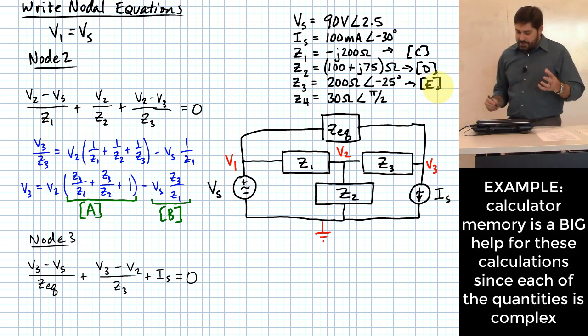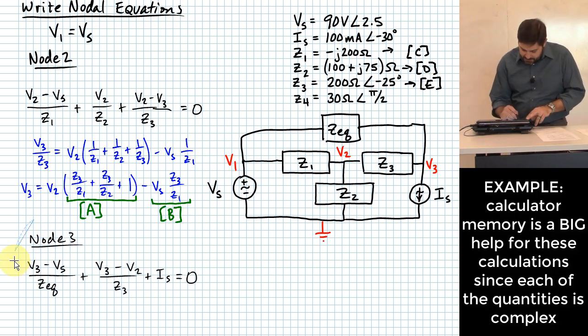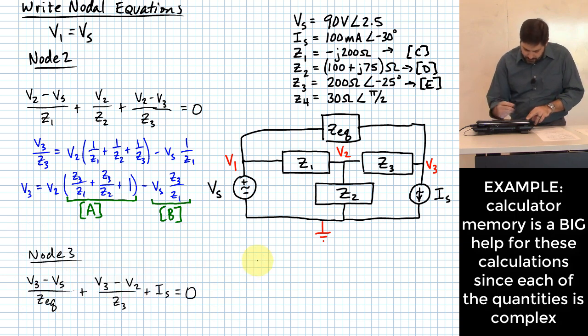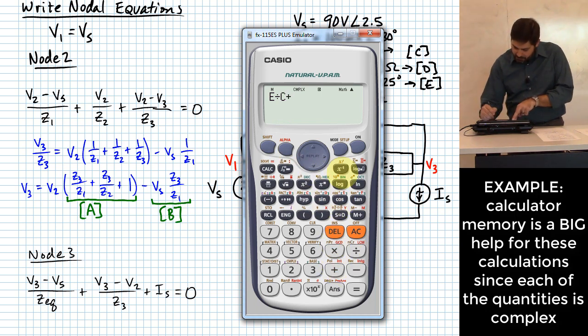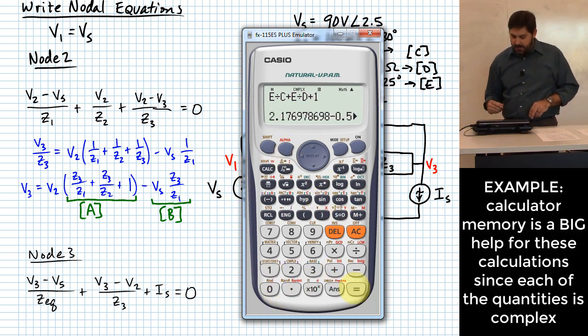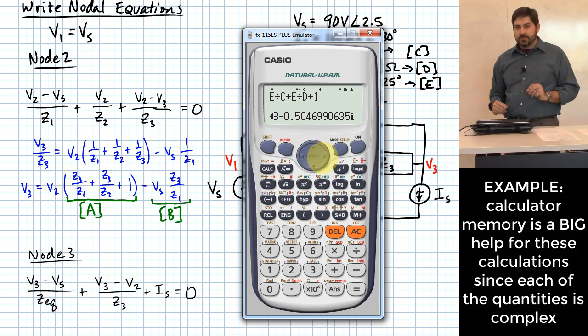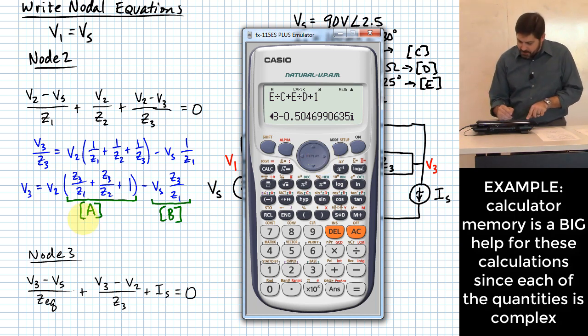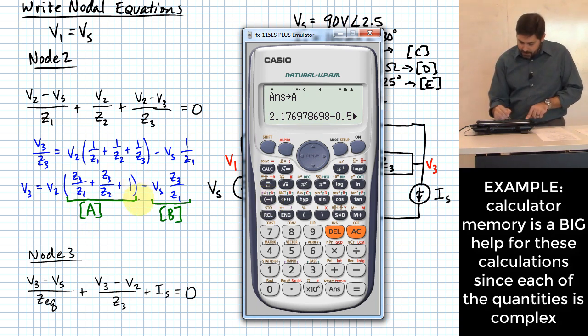I won't need Z4 anymore because it's now collapsed into ZEQ, but I do have ZEQ stored into F. Now that I've done all of this, let me get those stored into A and B. So I'll take Z3, which is E, over Z1, which is C, plus Z3, which is E, divided by Z2, which is D, plus 1. That gives me a number, 2.1769 minus 0.5 or so j. I don't really care. I'm going to store this into A, so I can go back and get that number if I need it. That was the result of punching all of those pieces in.